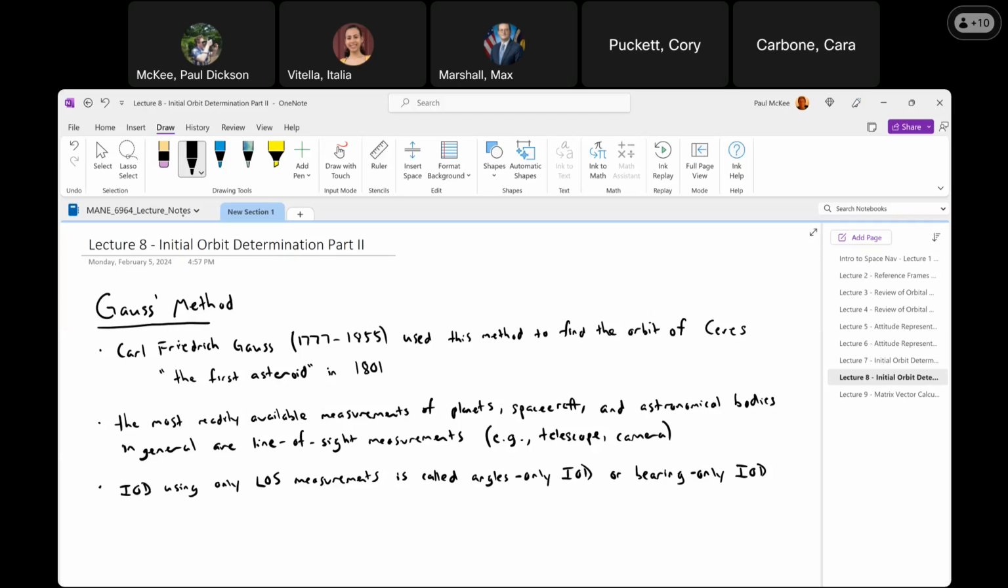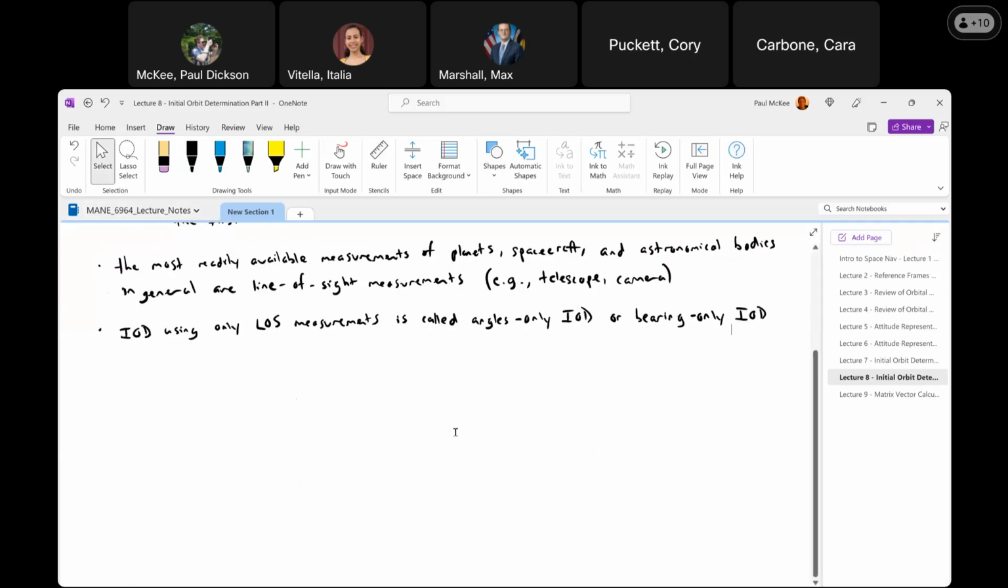There's no positions involved. So it can't be Gibbs' method, and it's not Lambert's problem. It's Gauss's method. There are other ways of solving this, but Gauss's method was one of the first that was come up with. So let's do a little diagram here. Let's get the Earth going.